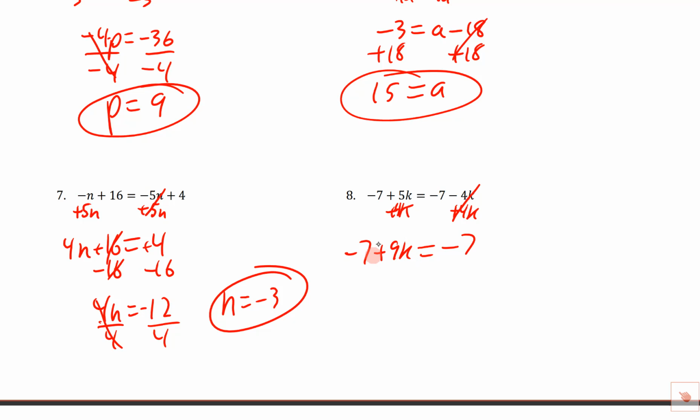And then we've got to isolate this variable term right here. So I'll go ahead and circle that. If that's helpful for you, you're welcome to do that. I'm going to get rid of the subtract 7 by adding 7. So we get a 9k equals 0.